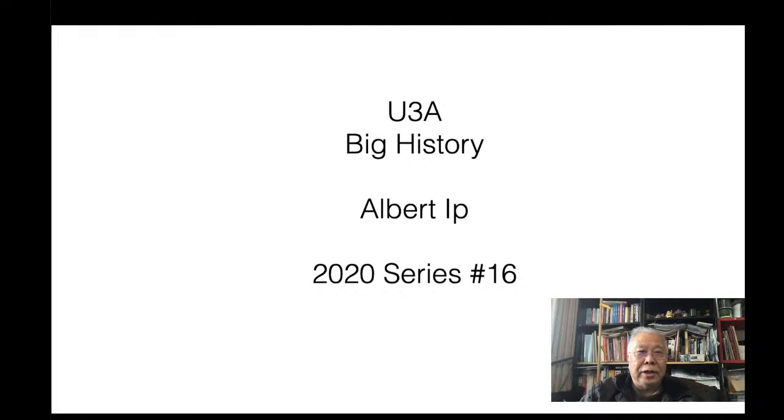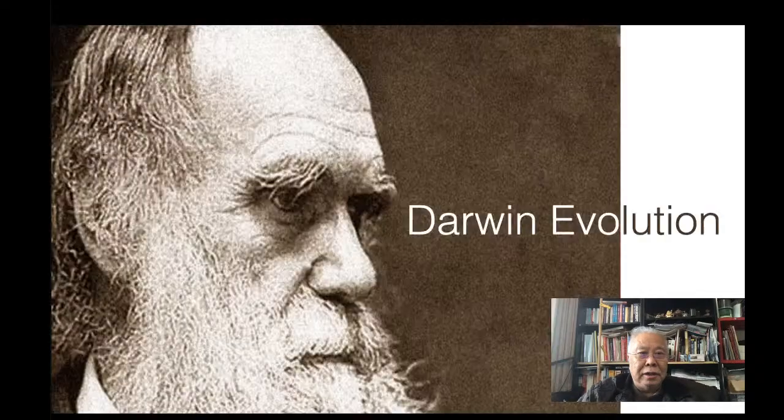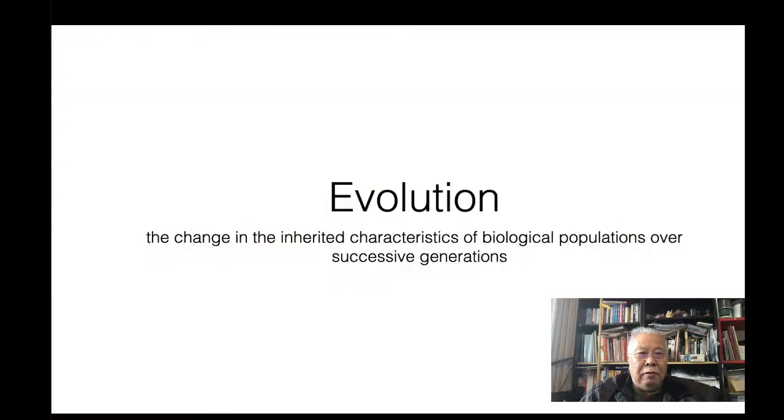Yep. Okay, big history. Today we will be on Darwin's evolution. Last time we talked about the origin of life, and then after life started, life changed, and Darwin's evolution is about this change. It is the change in the inherited characteristics of biological populations over successive generations. So evolution is not about the origin of life. It is about how life gradually changed from one form into the other form. So it is evolution rather than revolution.